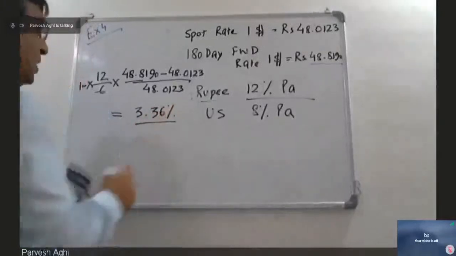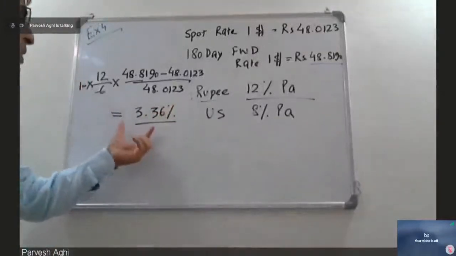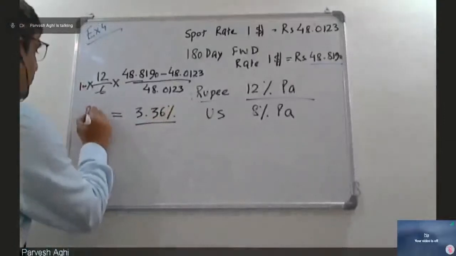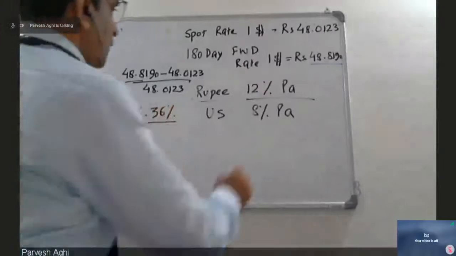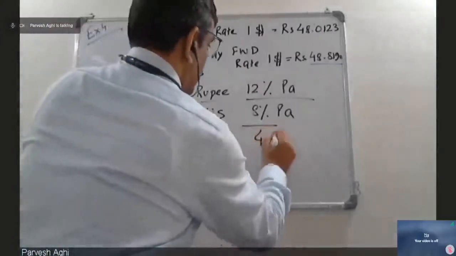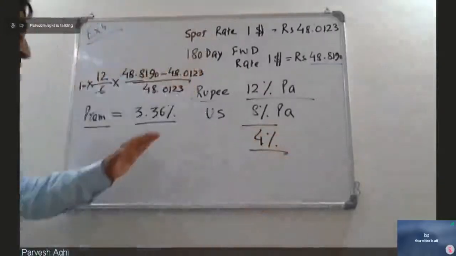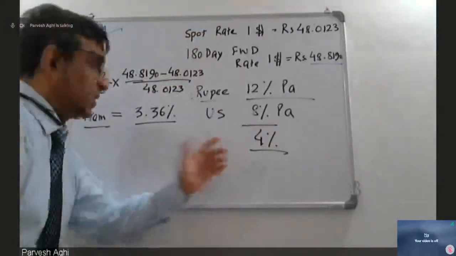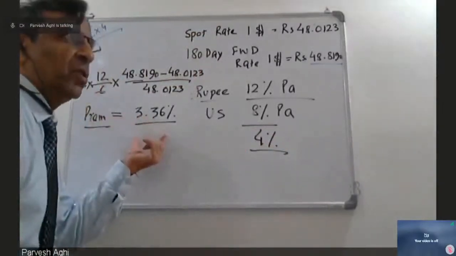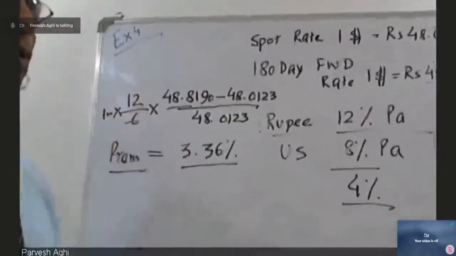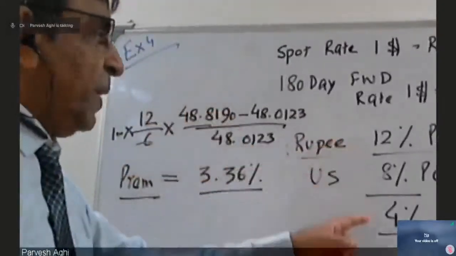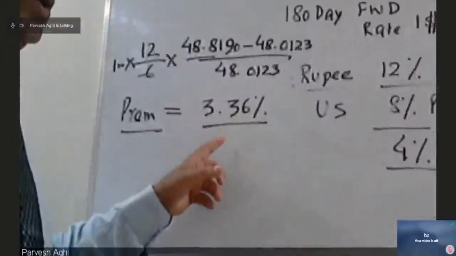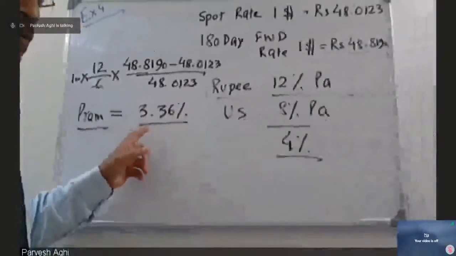3.36%. So the dollar is trading at a 3.36% premium, isn't it? So this is the premium. Now, if you look at the interest rate differential, it is 4%. That means the dollar should have appreciated by 4%, but it has appreciated only by 3.36%. So arbitrage will happen because interest parity theory is not playing out in the forward market.